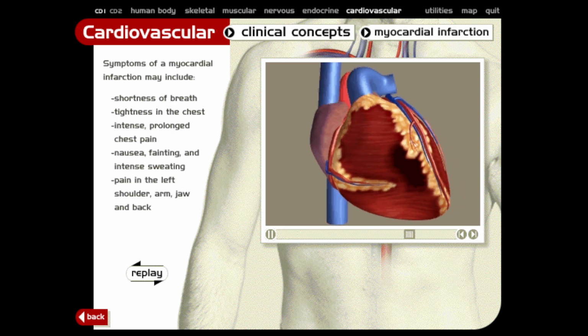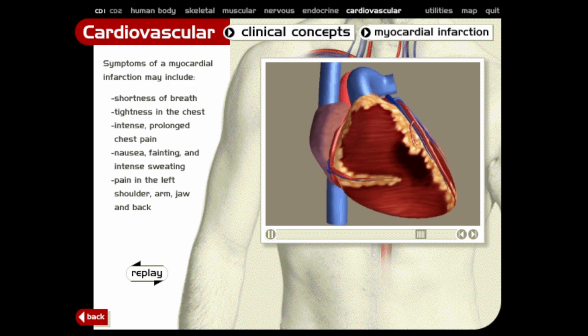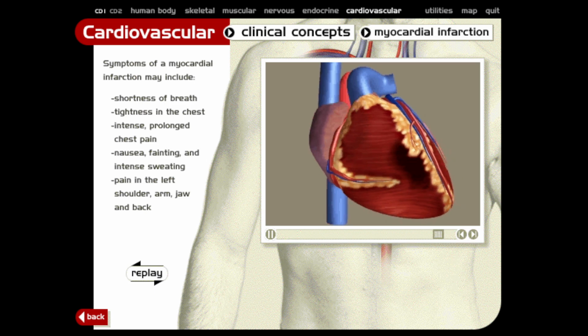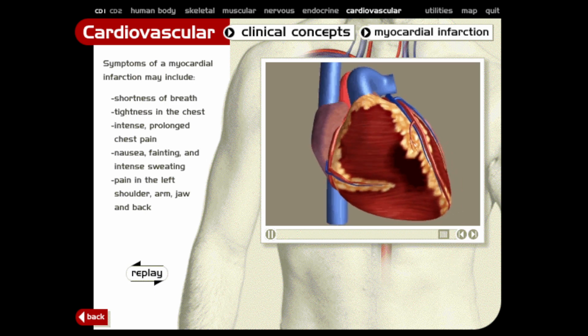Symptoms of a myocardial infarction may include shortness of breath, tightness in the chest, intense prolonged chest pain, nausea, fainting, intense sweating, and pain in the left shoulder, arm, jaw, and back.